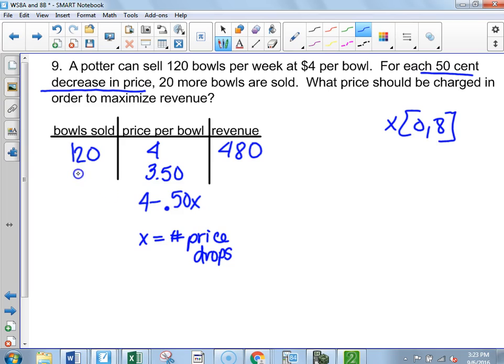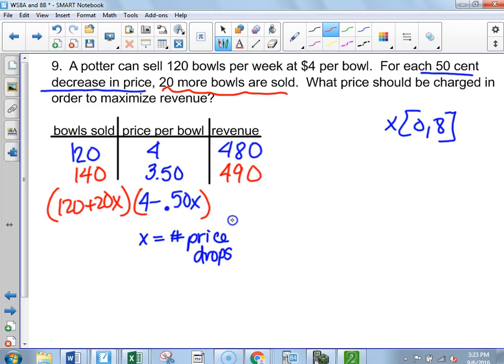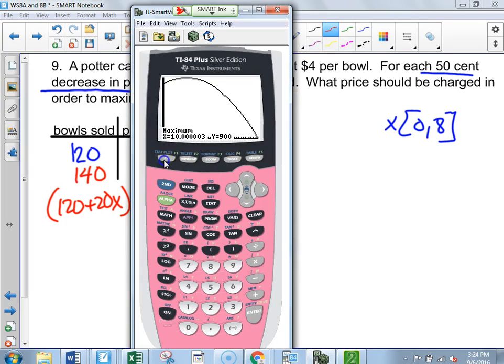All right, back to this expression. What happens with the bowls, though? Yes, 20 more bowls. So the next one would be 140, or 120 plus 20 every time. He sells 20 more every time he drops the price. All right, what is 140 times 3.50? 490? Okay, so it was going up. Let's see. Okay, tell me what to do. Put those in, and what are we going to do to find a good window this time?